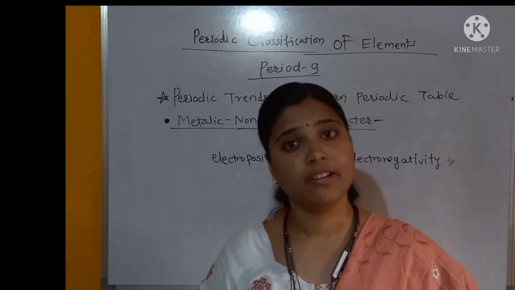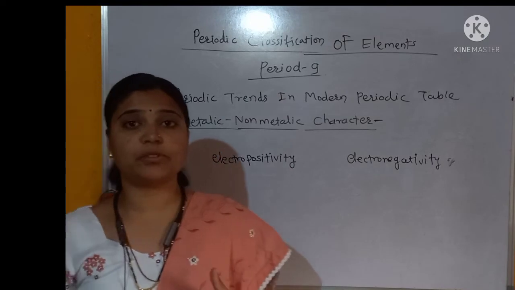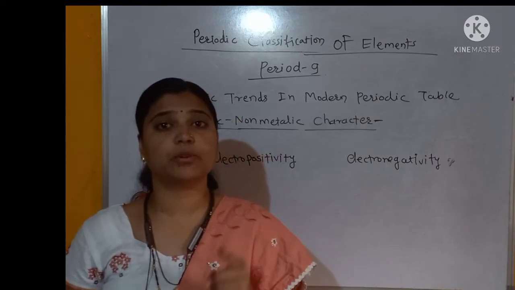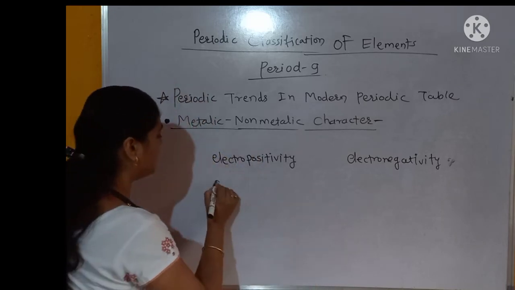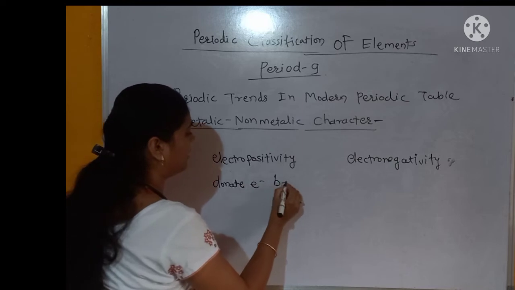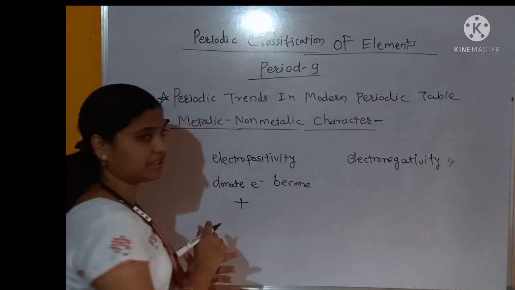What do we call these? Valence electrons. So electropositivity means the element easily donates its valence electrons and becomes positively charged, or acquires a positive charge.